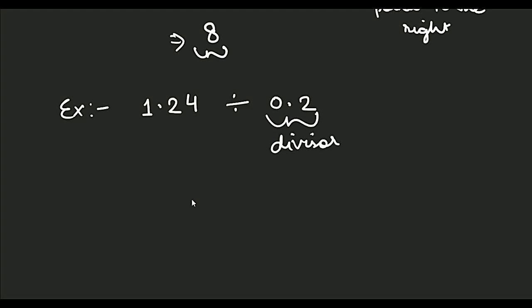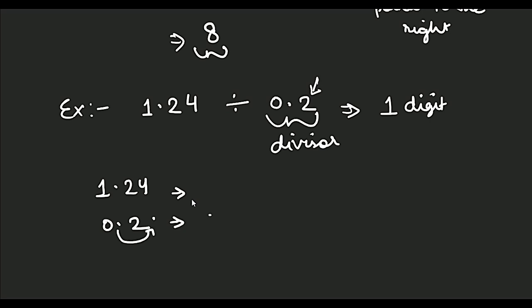So again, we look at the divisor to decide by how many steps we have to move my decimal point towards the right. Again, in the divisor, there is only one digit after the decimal point. So we have to move my decimal point towards the right by one step only in both of the numbers. So we'll write the numbers again. And in case of 0.2, now the decimal point will come after 2. So my number becomes 2.